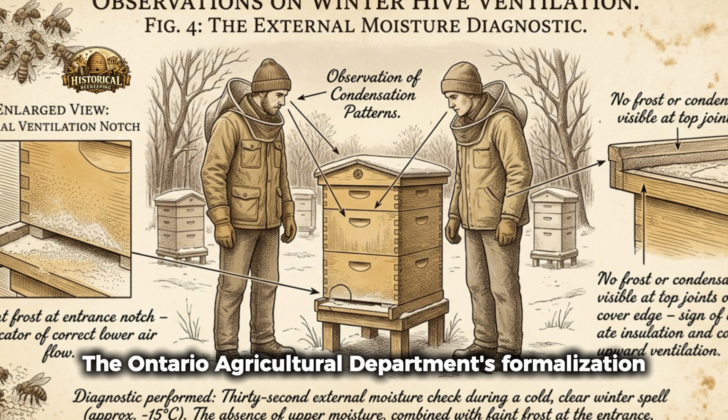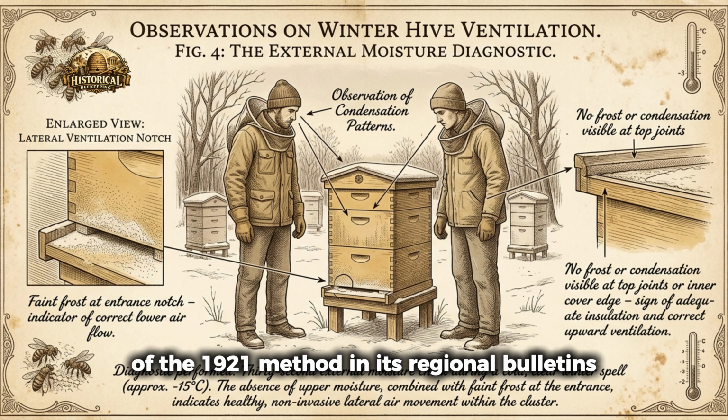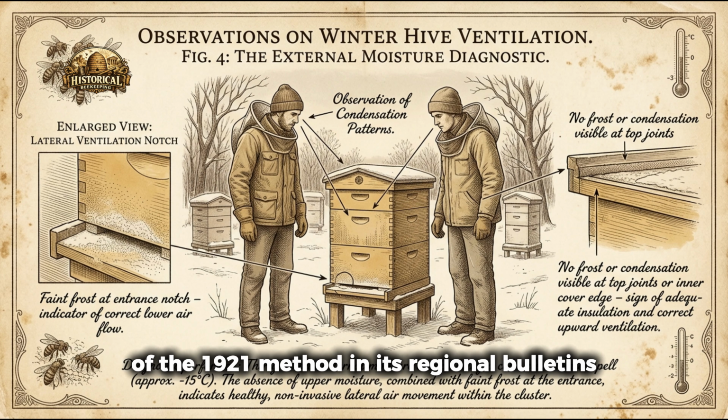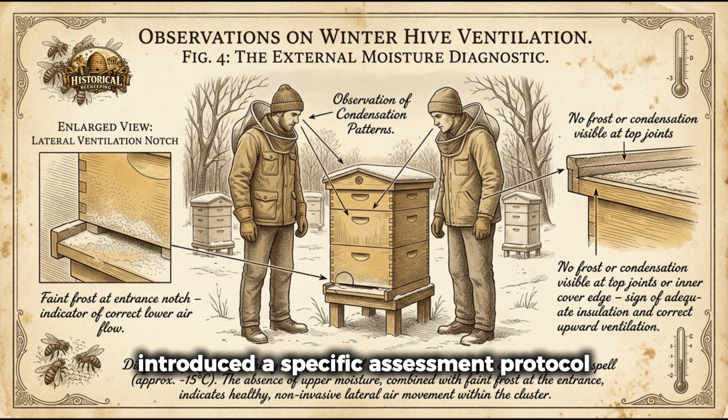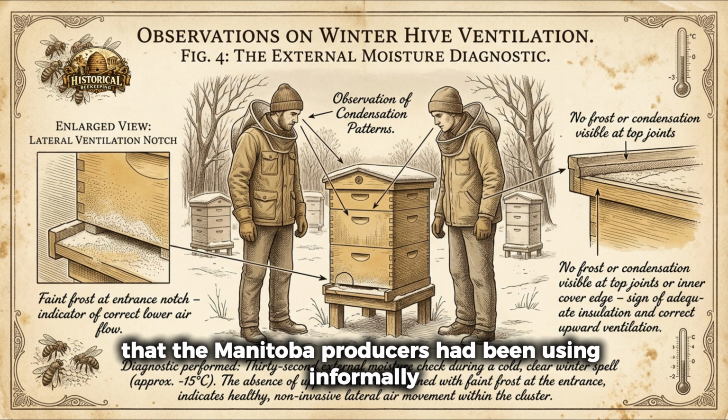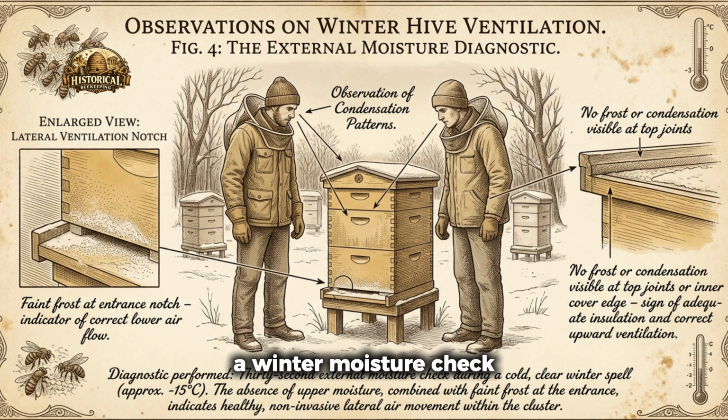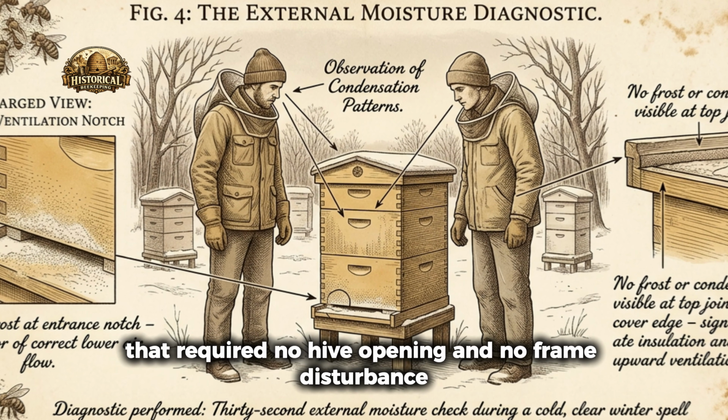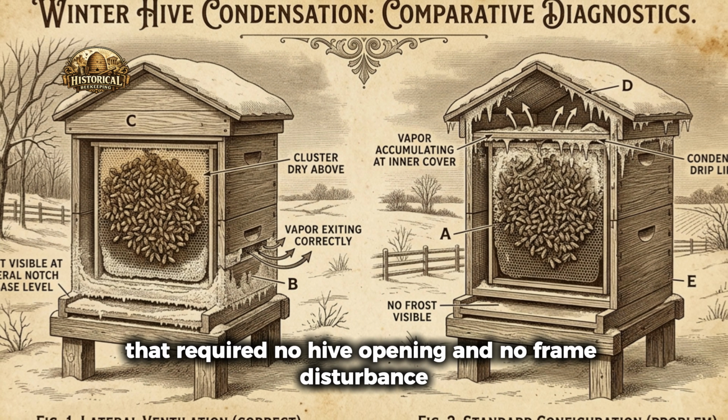The Ontario Agricultural Department's formalization of the 1921 method in its regional bulletins introduced a specific assessment protocol that the Manitoba producers had been using informally, a winter moisture check that required no hive opening and no frame disturbance.